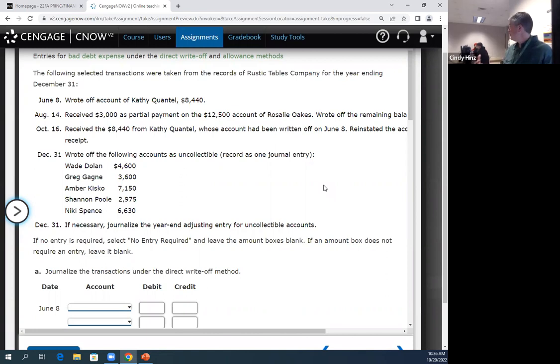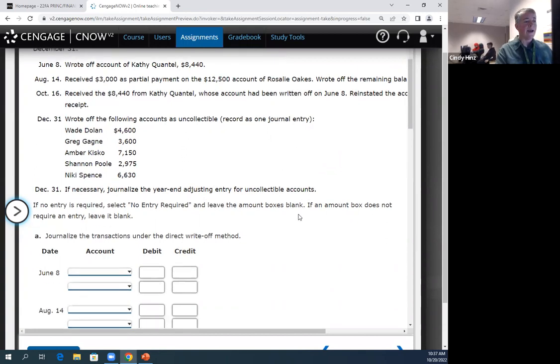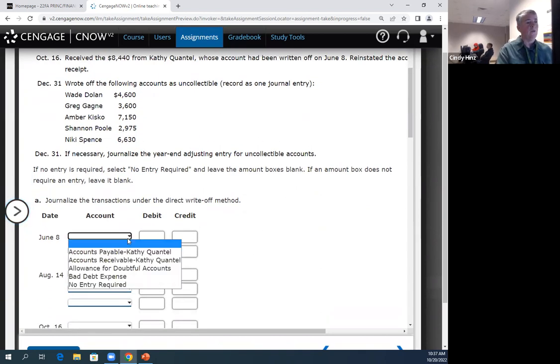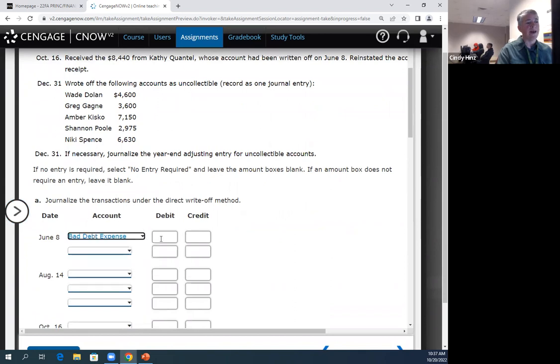What that means is under the direct write-off method, we haven't estimated that expense up front. I don't know when this sale happened to Kathy. It might have been last month. It might have been 2 years ago. But if we're using the direct write-off method, we have not already recorded that expense. And so at the time we write off the account, it would look like this. We are actually going to record the expense at the time we write off the account.